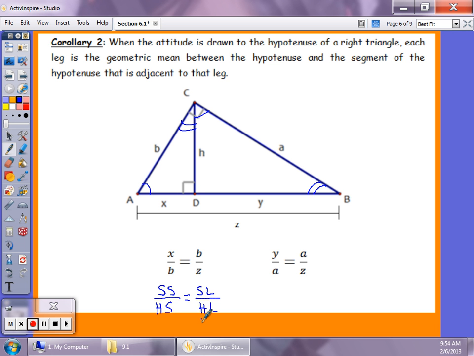The second proportion is going to relate the medium triangle to the large triangle. So in this case, y over a, so y represents the long leg of the medium triangle over a, which is the hypotenuse of the medium triangle. And that's going to equal the long leg of the large triangle over the hypotenuse of the large triangle. So that might be a little bit easier for you guys to memorize.